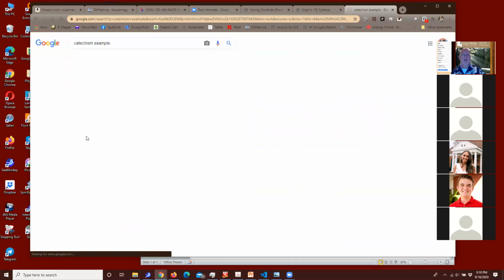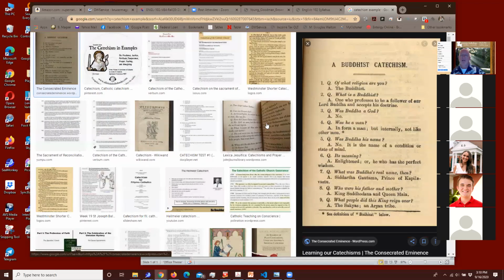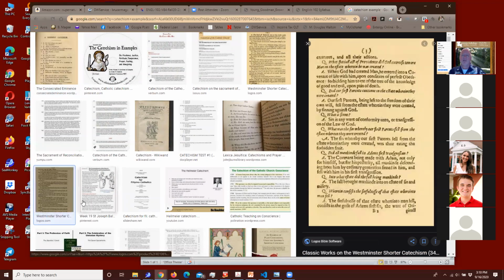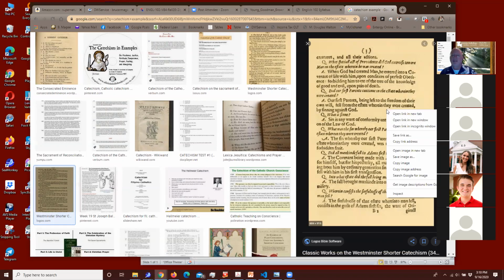Here we go. A Buddhist catechism, I guess that'll do. Of what religion are you? The Buddhist. What is a Buddhist? One who professes to be a follower of our Lord Buddha and accepts his doctrine. Let's see if there's a Christian one, since we're talking about it. Oh my goodness, this is an old one. Look at those long S's.